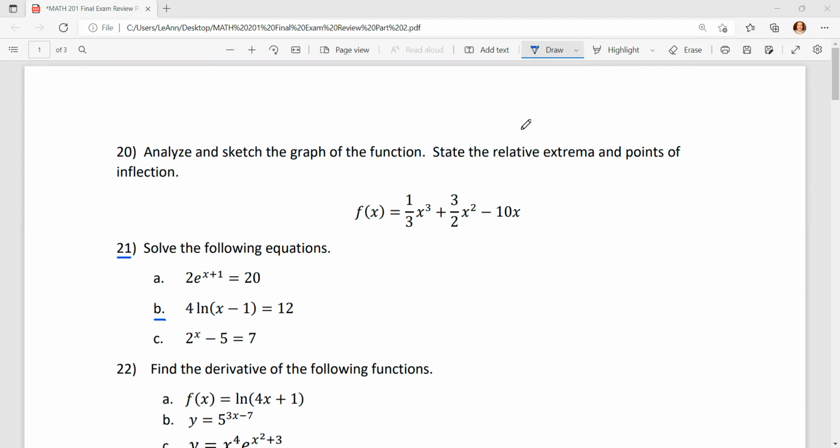All right, this is a video with some requested questions for the review for tomorrow's exam. So we're looking at number 21, part B. We're supposed to be solving the following equation. It has a natural logarithm in it.